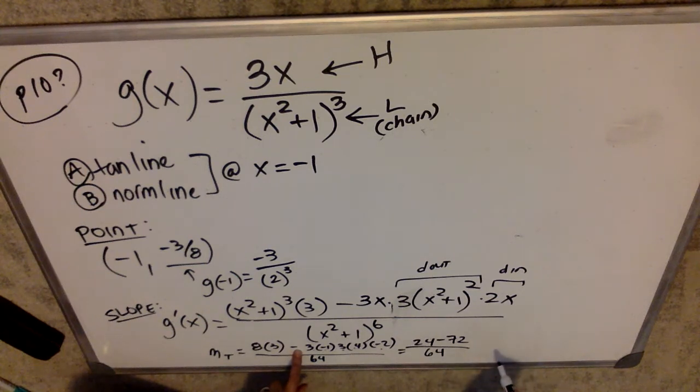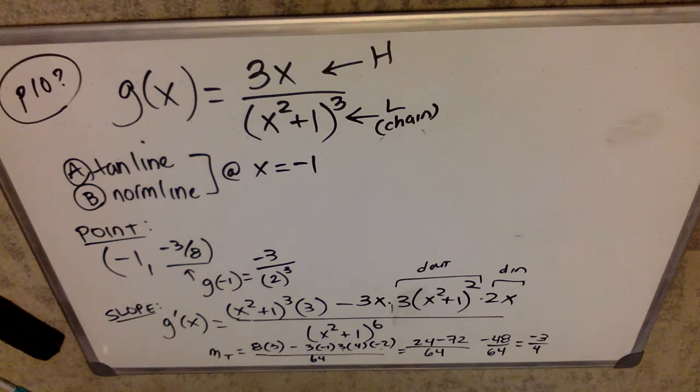So you should get 48. Double check my math. Right. You should get a negative 48 over 64. Those both have 8s. Oh, they have more than that. They have 16s. So it's a negative 3 over 4, I think, right? Now, you don't have to simplify it, but there it is.